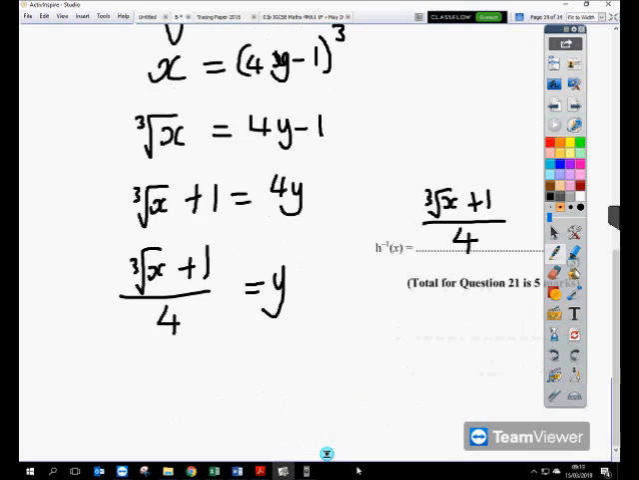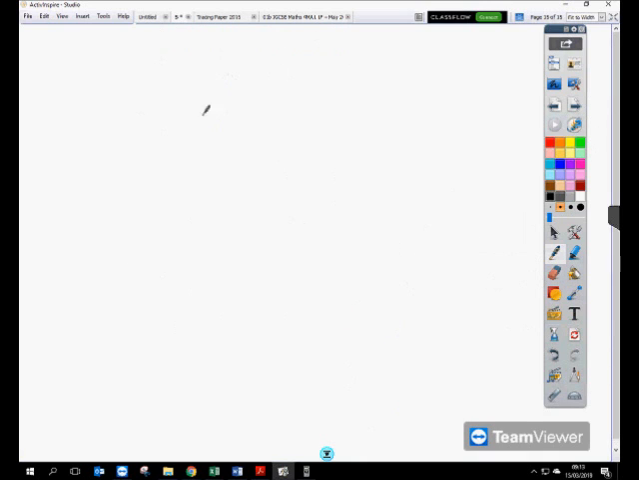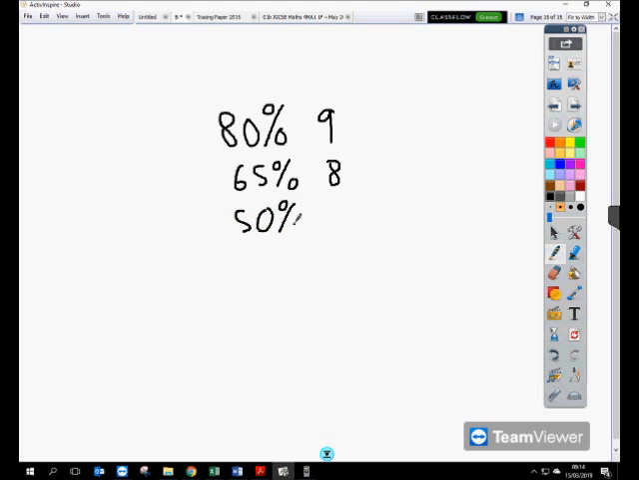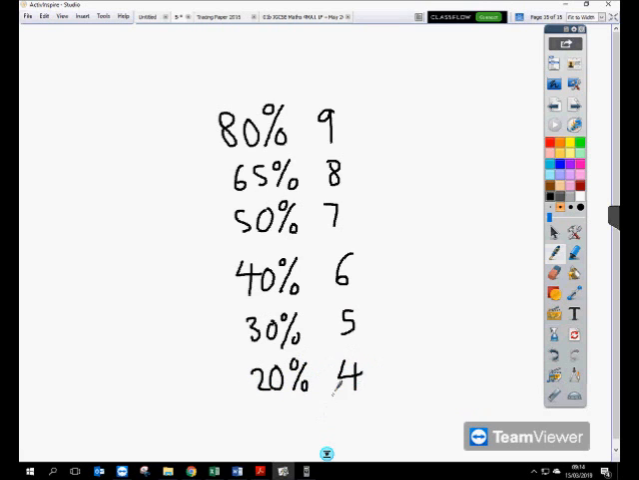So, approximate grade boundaries for this paper. If you're aiming for a grade 9, you need about 80%. For a grade 8, it's about 65%. For a grade 7, it's about 50%. A grade 6 is about 40%. A grade 5 is about 30%. And a grade 4 about 20%.